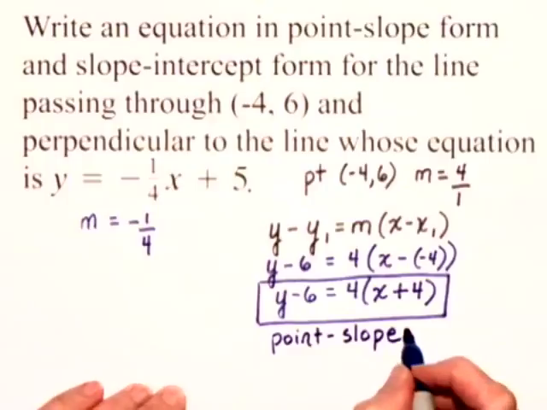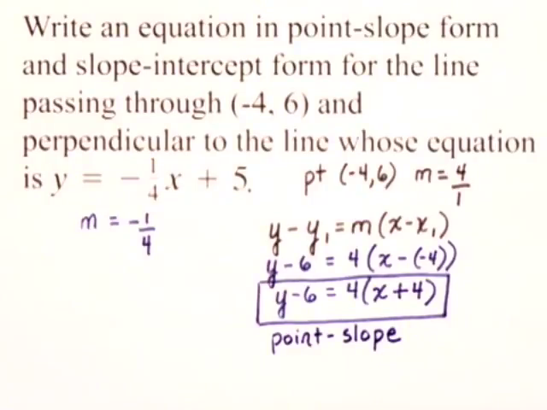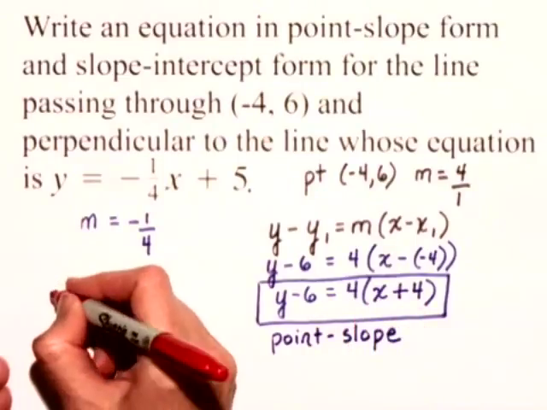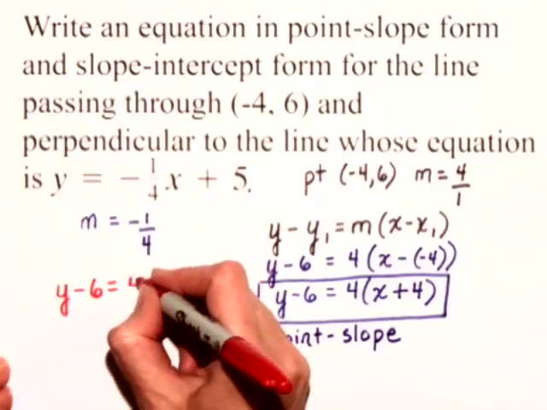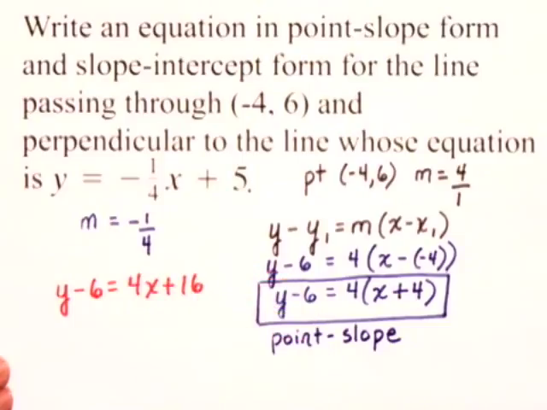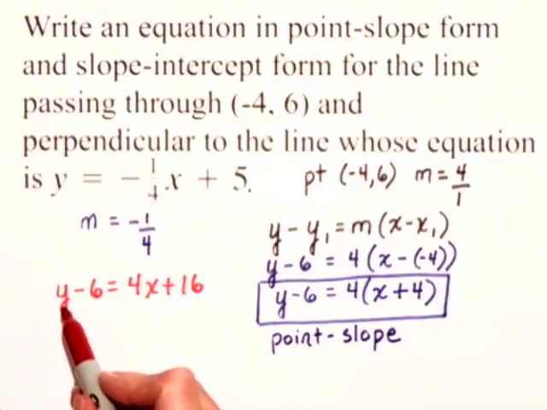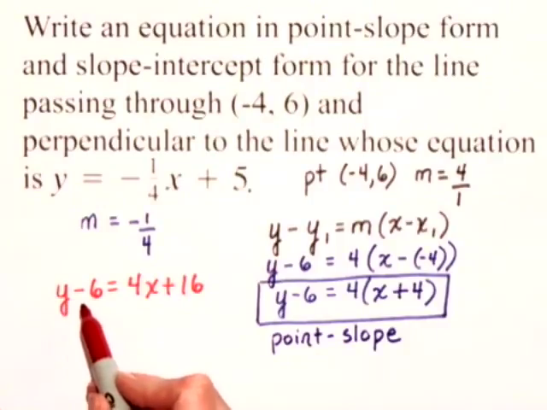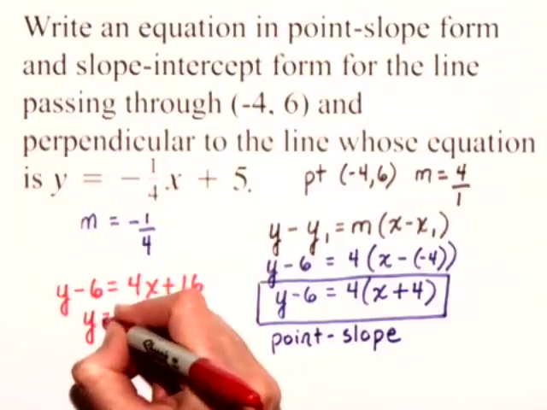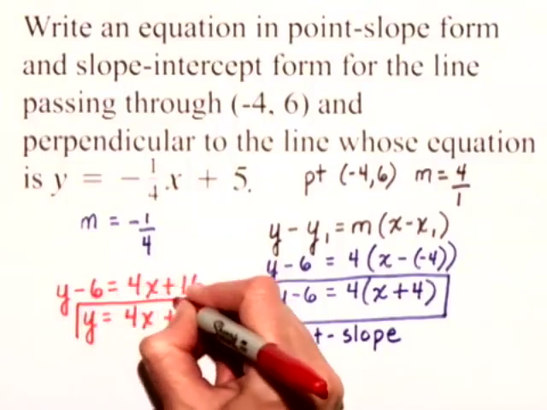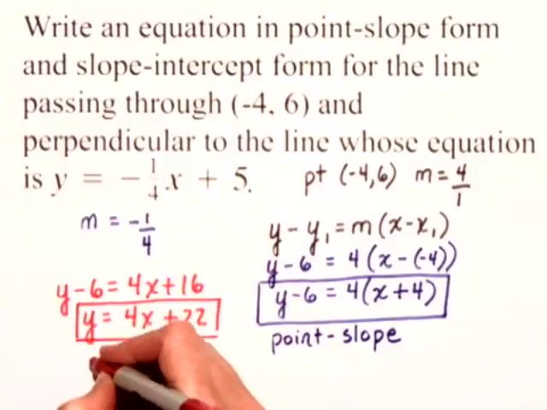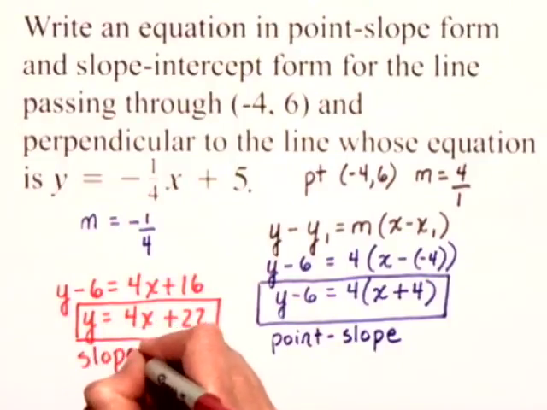And in order to write it in slope-intercept form, I'll do that right over here in red. We'll just start right where we left off, and we'll distribute the 4 through on the right-hand side. And we'll have y minus 6 is equal to 4x plus 16. And remember, anytime we're looking for the slope-intercept form, we want to solve for y and isolate y on one side of the equation. So we'll add 6 to both sides, and we'll get y equals 4x plus 22. This is the equation of the line we're looking for in slope-intercept form.